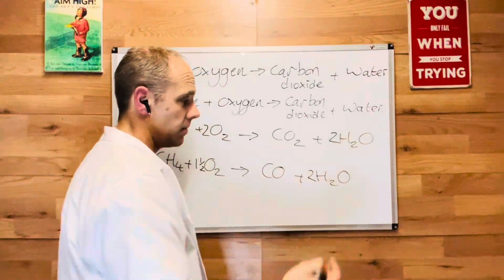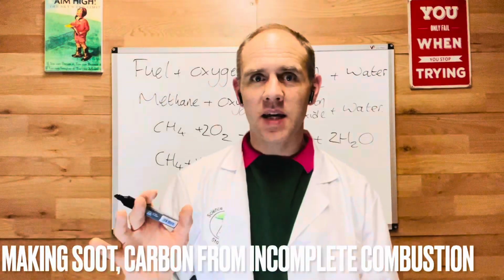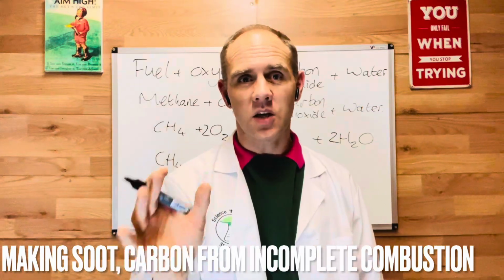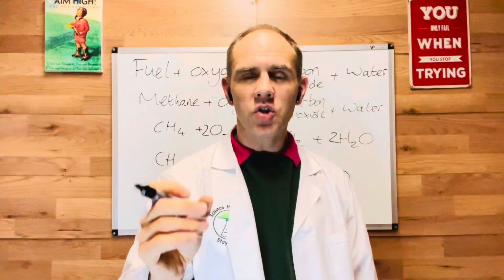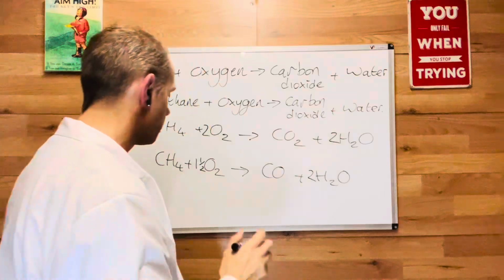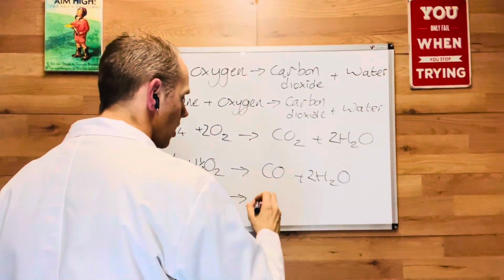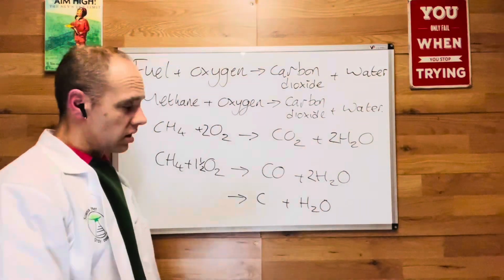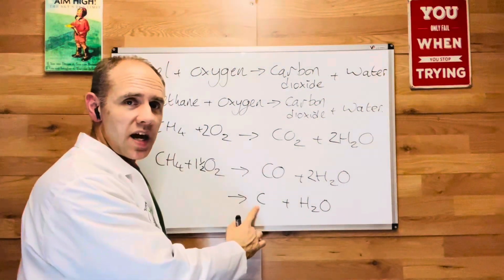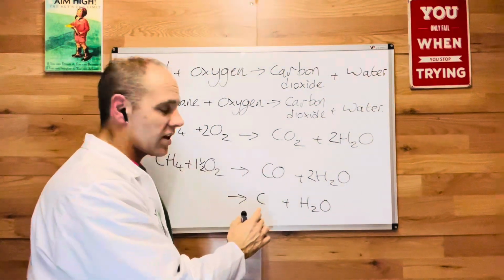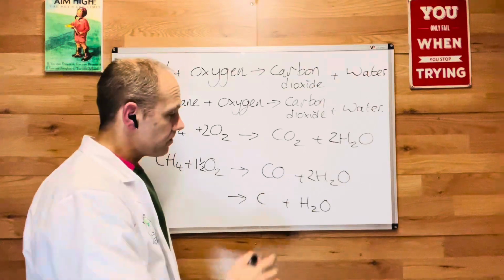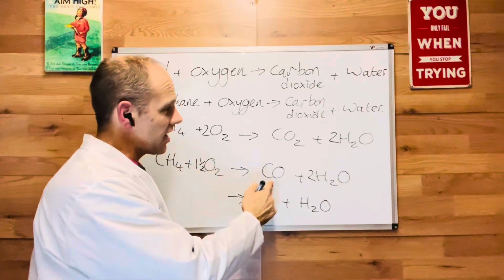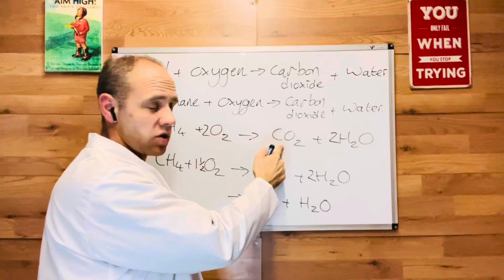1, 2, 3. Now, sometimes the combustion reaction might make soot or carbon on its own. If we have a look at this, we end up with C plus H2O. This soot here, this carbon, this charcoal, that's responsible for global dimming. This is responsible for people's deaths. This is linked to climate change because it's a greenhouse gas.